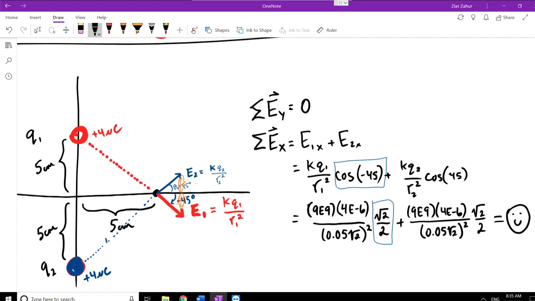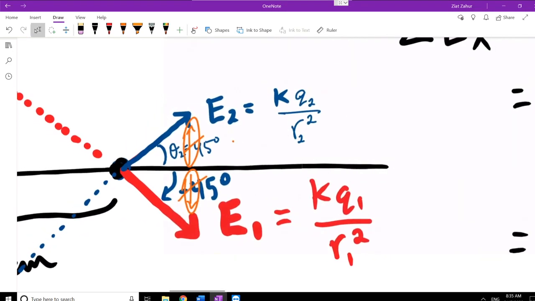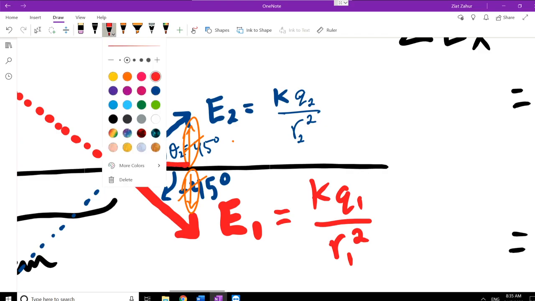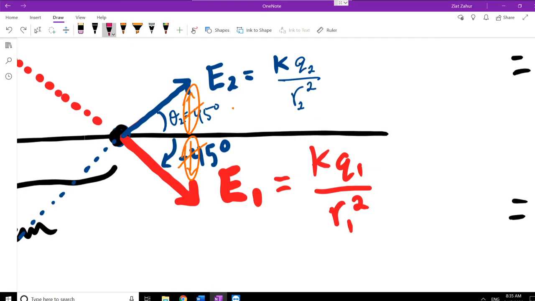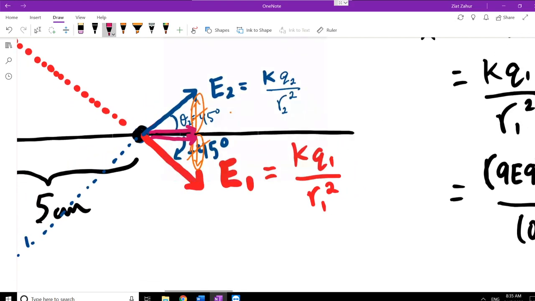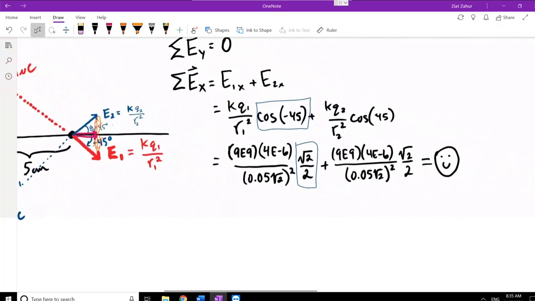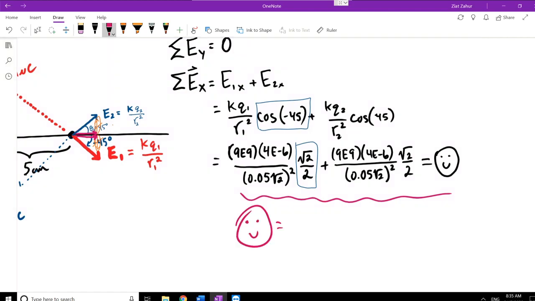Okay, I can prove it. You just do E1y plus E2y, and you'll see that E1y is a negative value, E2y is a positive value, and the two values cancel out. So we can take a shortcut and just say Ey is 0. And we can see how the x components both point to the right. Let's use a different color. Boom. So the x component of E1, the x component of E2, they both point to the right, and they're both equal. So it's just 2 times the x component. Or you can add all of this up. So what is smiley face equal to?